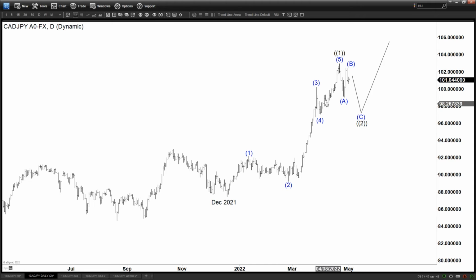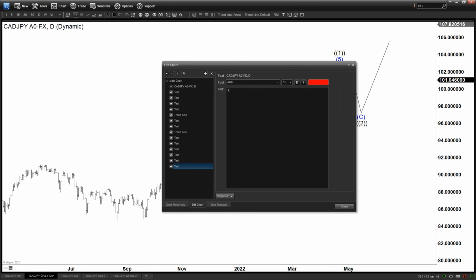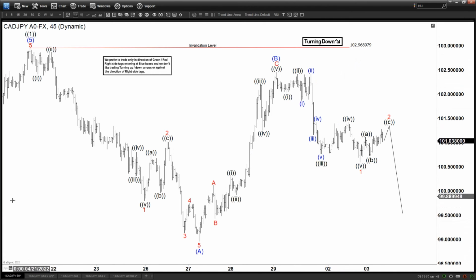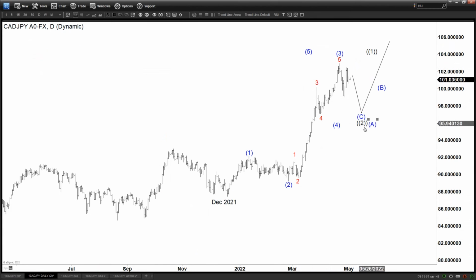Now as you know, the internal of a wave 3 should be in the lower degree, 1 2 3 4 5. So this should be in the minor degree, so I could label it this way. Actually, this is your 1 2. Now instead of 3 4 5 somewhere here, that could be a 3, that could be a 4, that could be a 5, and this could be a 3 right here. So instead of 5 of 1, that peak over here could have been a wave 3, and this could have been a wave 4.